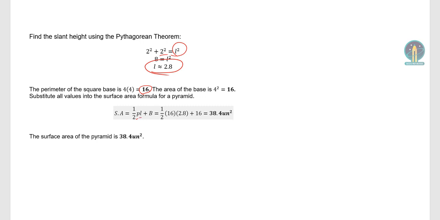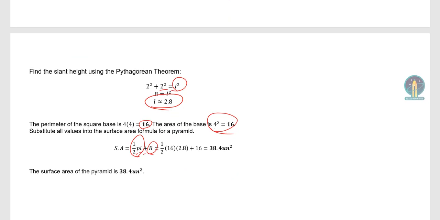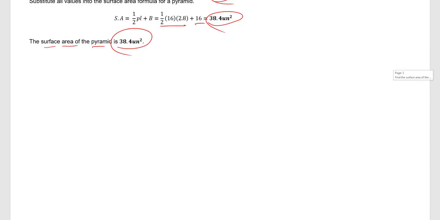So perimeter times slant height, that's the lateral area, plus base area, which is one of the edges of the base squared. Any one of these, all of them are 4 units in length. And then we just add the two quantities, and then we get 38.4 square units. So the total surface area of the pyramid is 38.4 units squared.